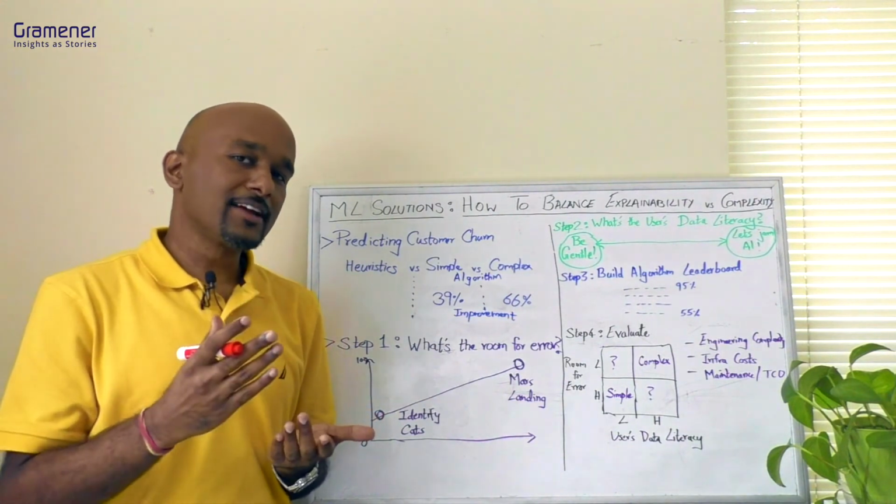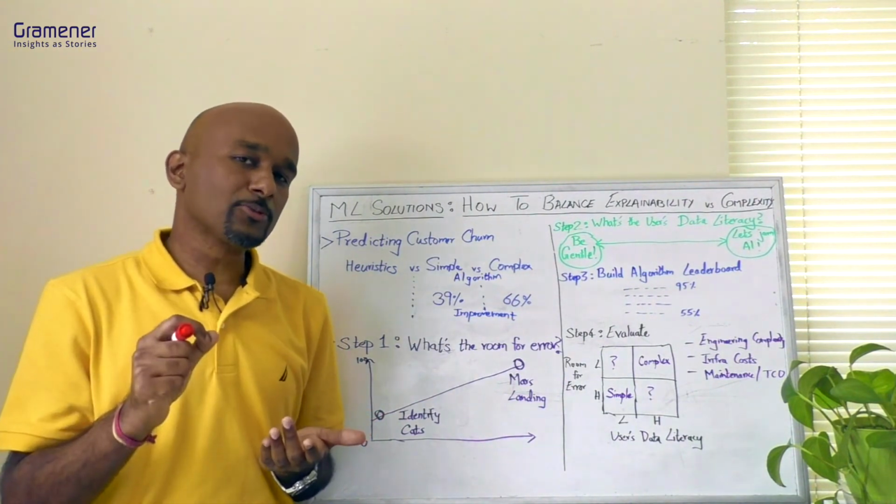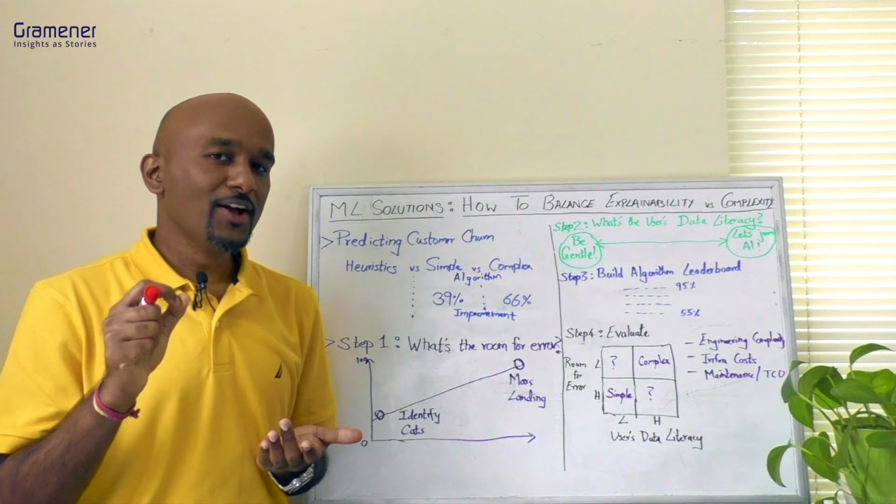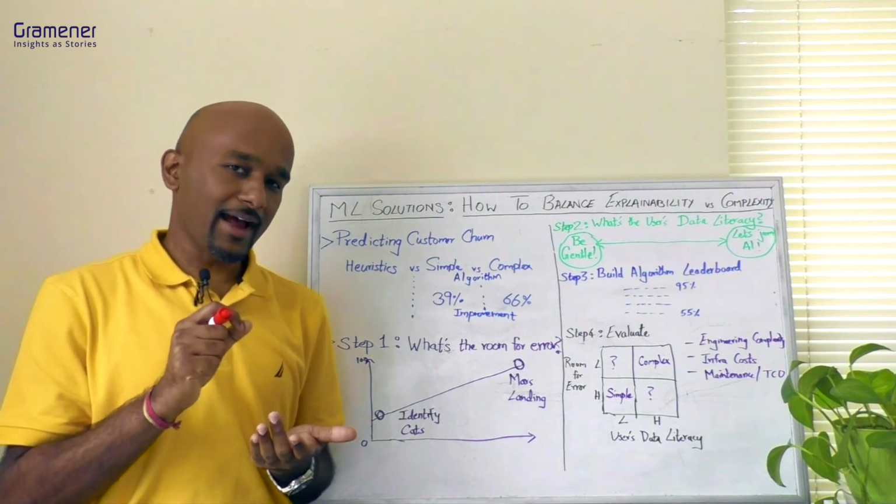So as Einstein said, everything should be made as simple as possible, but not simpler. So it's really a fine balancing act.